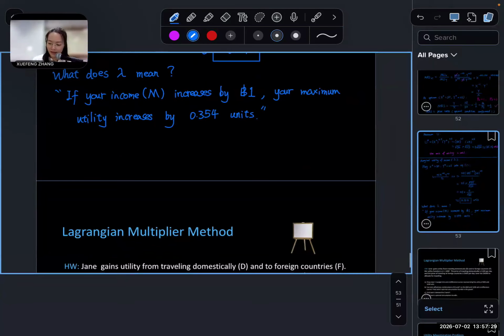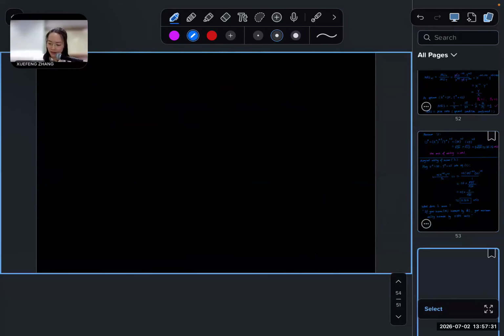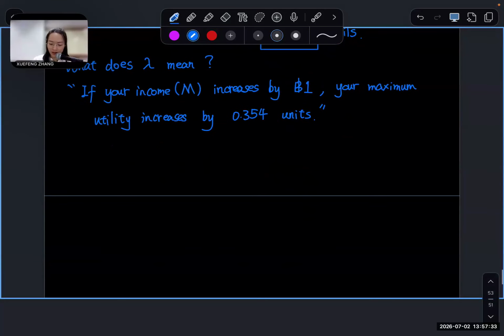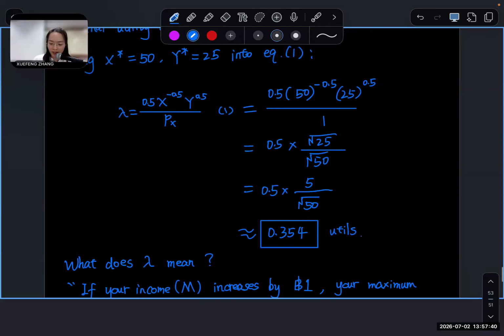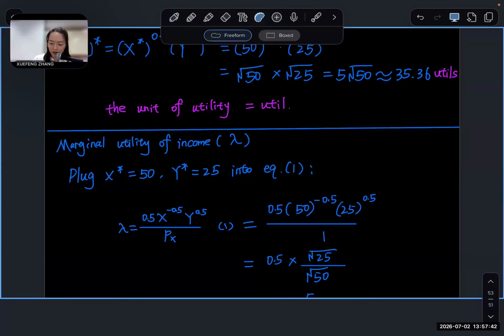Another thing is, because lambda equals the marginal utility of income, right? Let me copy this one.